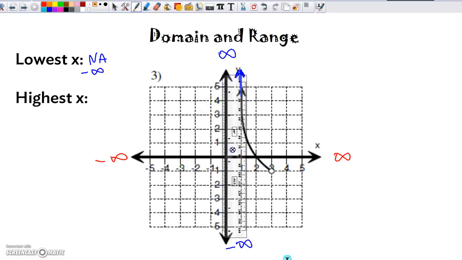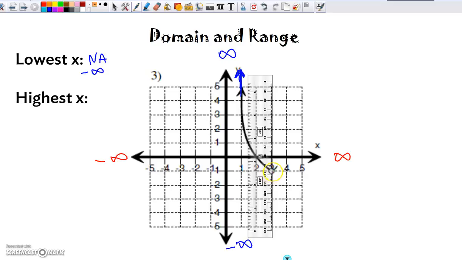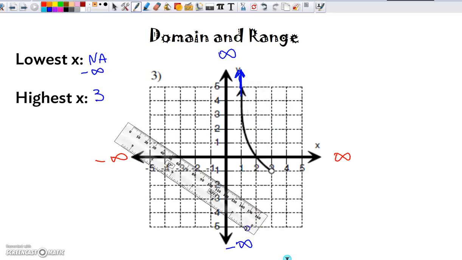Let's see what our highest x is. So as we keep moving along, bam, we hit 3. All right, there's no arrow there. It's an open circle, which we'll talk about later. So we're going to pick our highest x as 3. Hoping this is becoming easier for you to understand and comprehend.